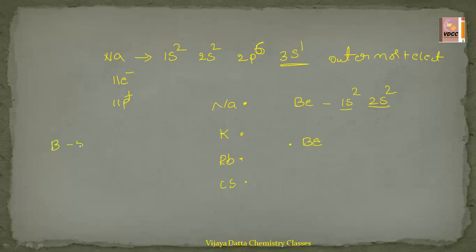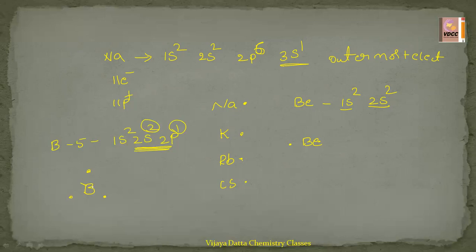Boron, atomic number is 5. We can write 1s2, 2s2, 2p1. But here, the outermost shell is the second shell. In the second shell, how many electrons do we have? 2 plus 1, total 3. So whenever you write boron, the number of valence electrons on boron is 3. We will represent it like this. Lewis represented the number of valence electrons as the dots surrounding that atom. That is called Lewis dot structure.